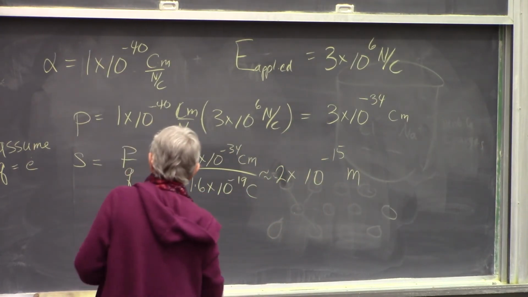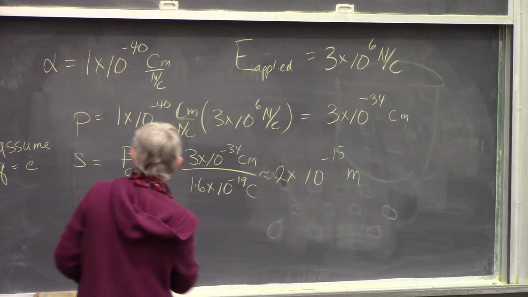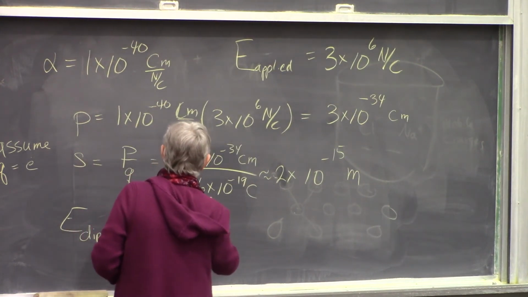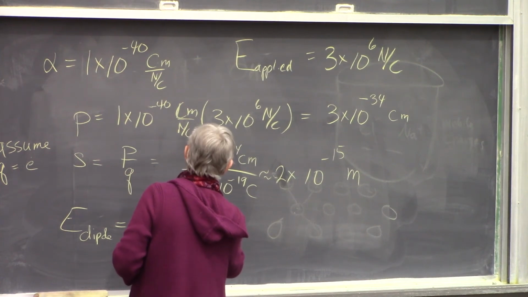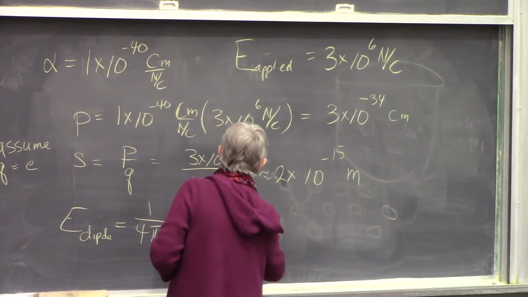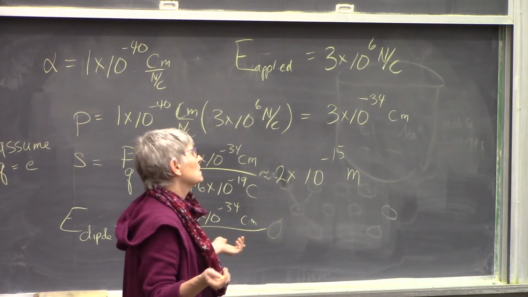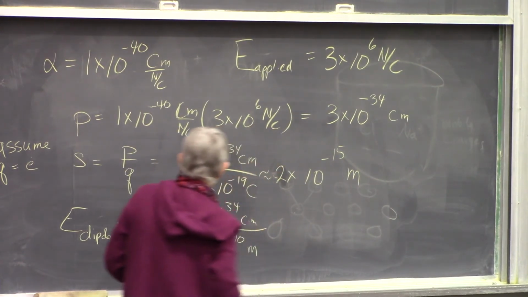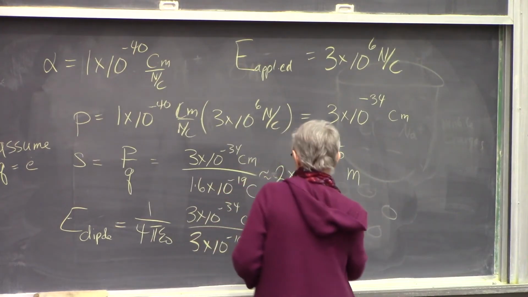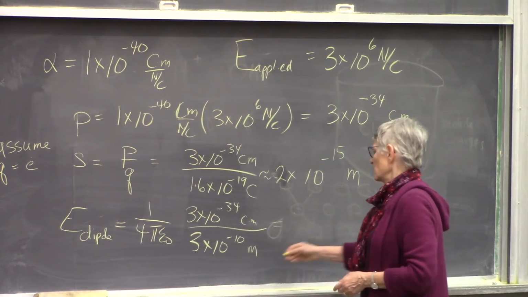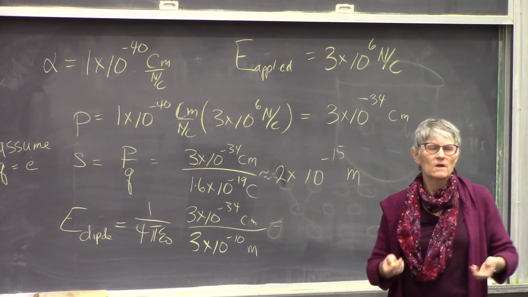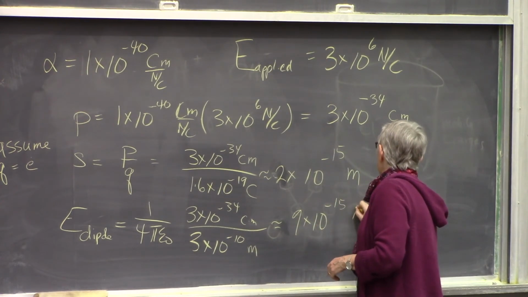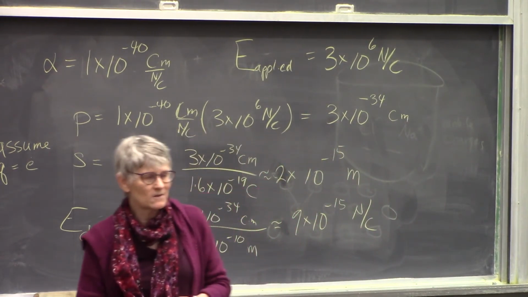But will it still make a dipole field? Yeah. So in fact, if we consider on the axis, the E of the induced dipole is going to be 1 over 4 pi epsilon 0, just using the dipole moment here, 3 times 10 to the minus 34 coulomb meters divided by, how far away do we want to be? 3 times 10 to the minus 10th meters, not very far away at all, cubed. That gives us 9 times 10 to the minus 15th newtons per coulomb. Not real big, but it's not 0.